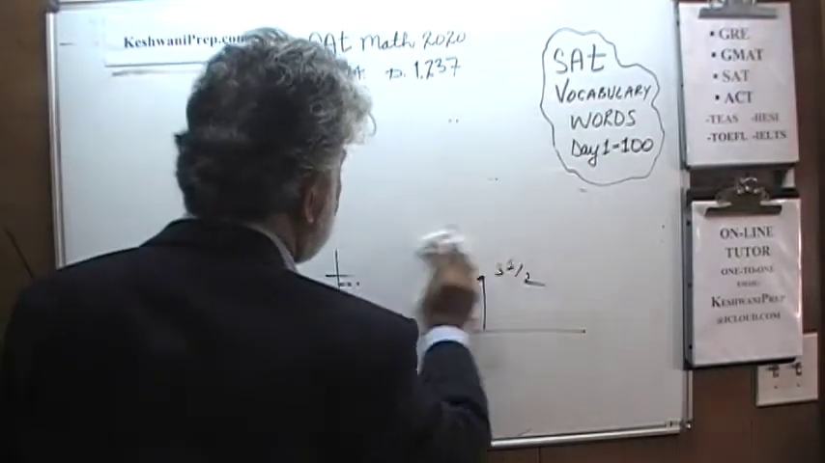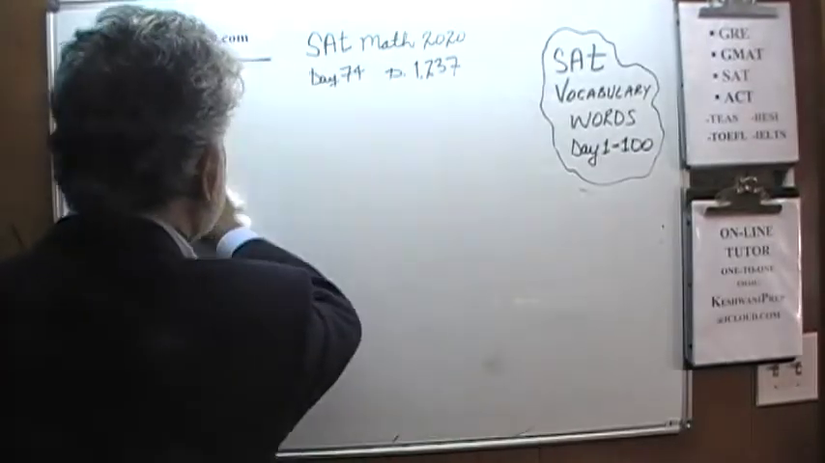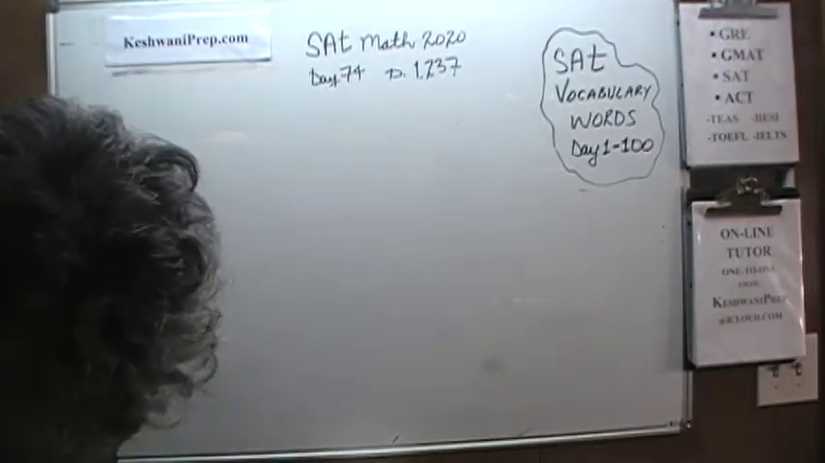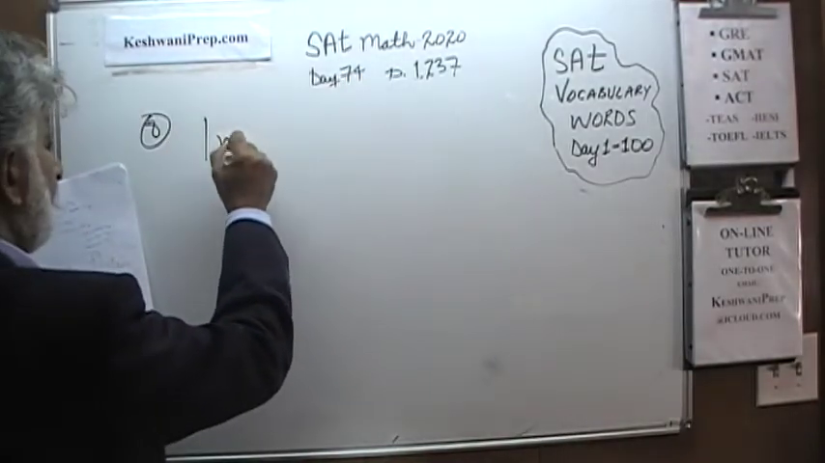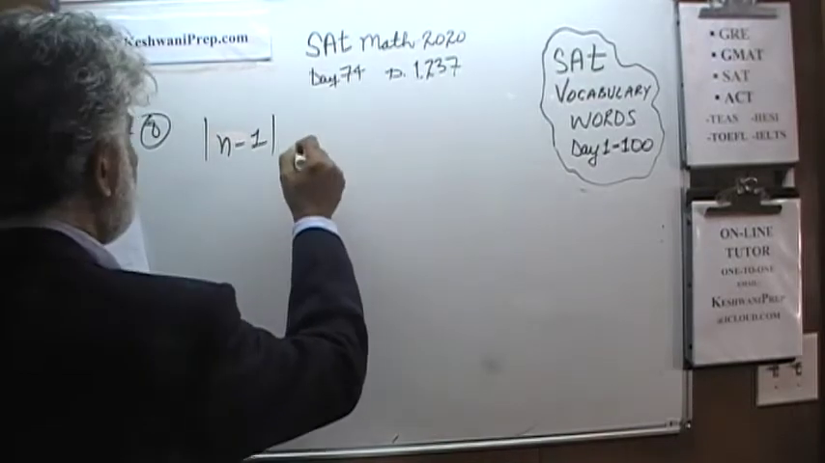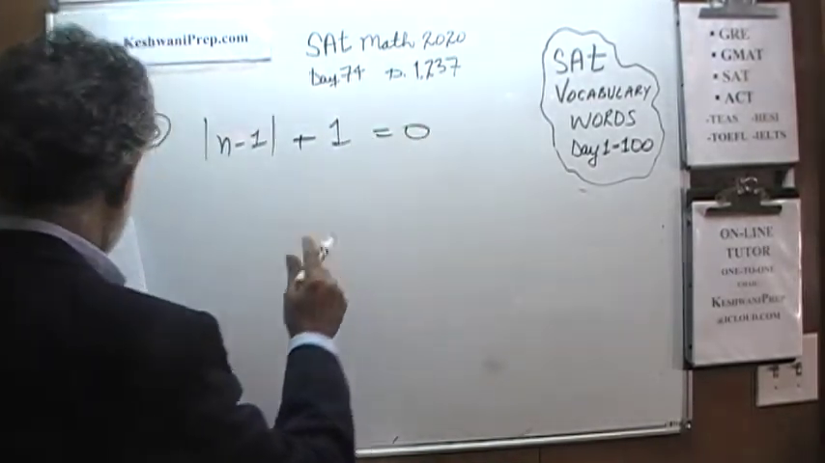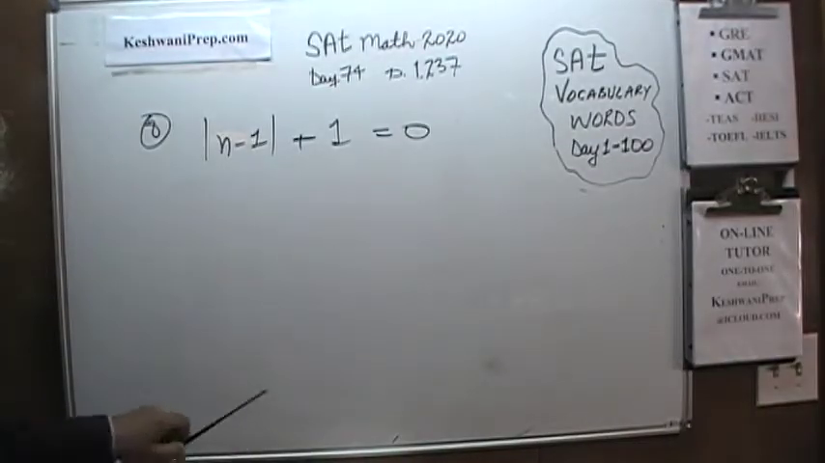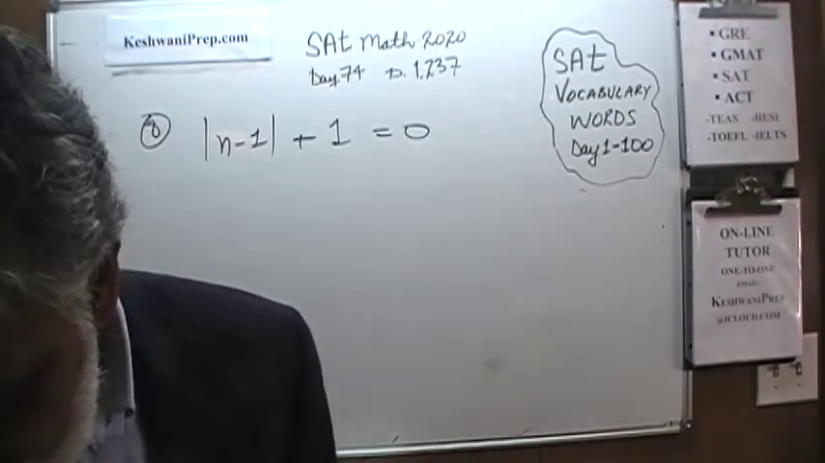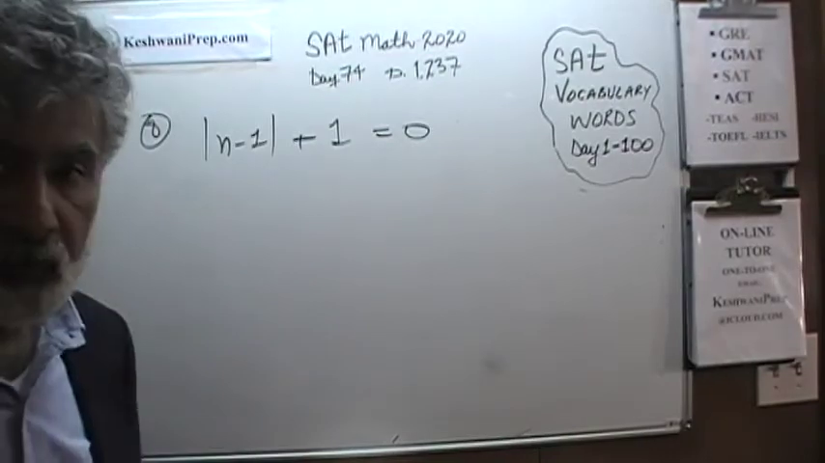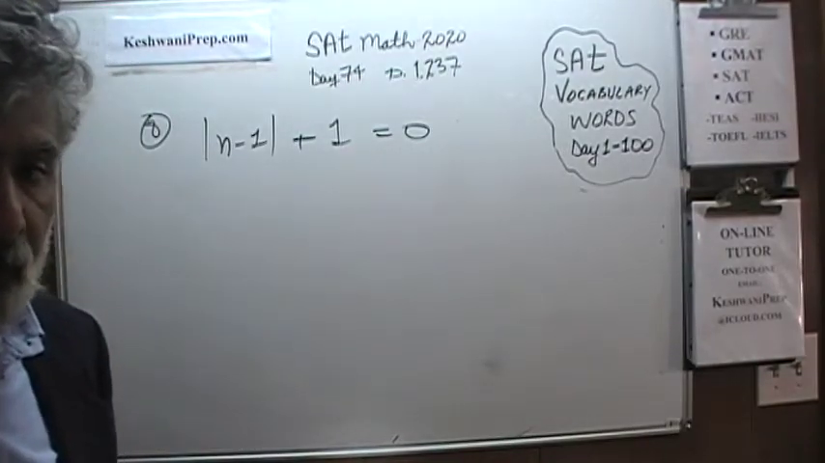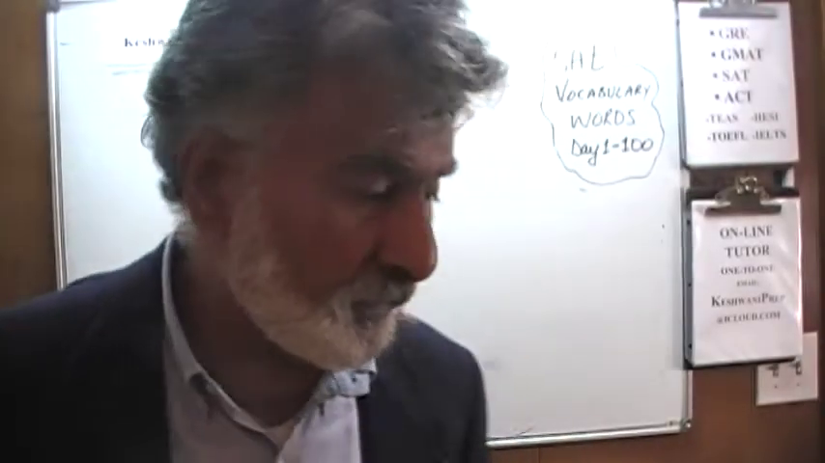In number 8, we are given an equation. We are told that the absolute value of n minus 1 plus 1 equals 0. And the question is, for what value of n would this equation hold? In other words, what's the solution to this equation? Let's find out, shall we?